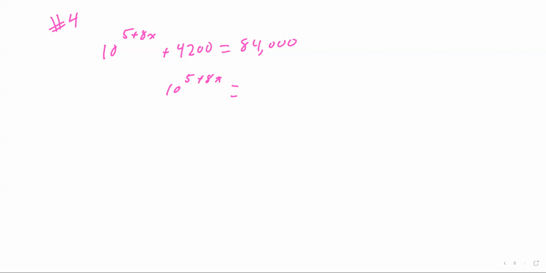What's that going to be? 79,800. Because you subtract straight 4,000, you're at 80,000. Subtract 200 more. 4,200 is what the number was. All right. Now what would you do?